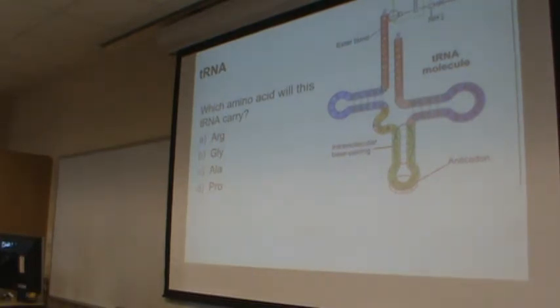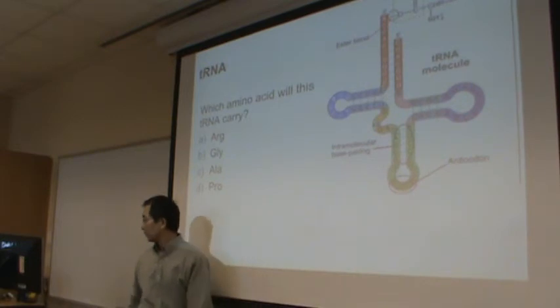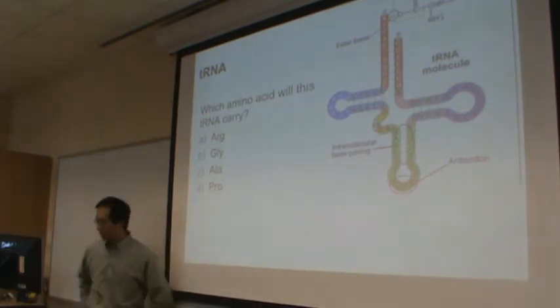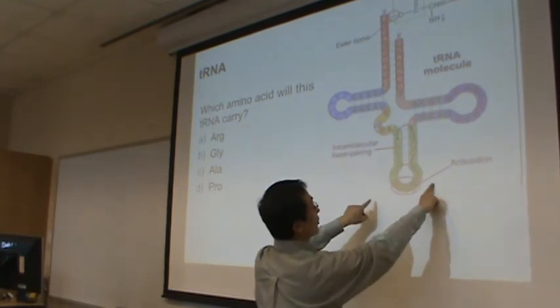So okay, that's a tRNA, that's an anticodon at the bottom. Which amino acid will this tRNA carry and put on the mRNA, into the protein? You need the genetic code, right? You can look at the genetic code and find out. Well, the key is really the anticodon here. You see the 5 prime end is here, the 3 prime end is there.